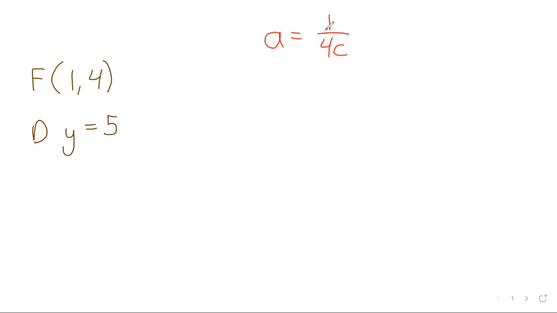And a lot of times when we get these questions, it's good to just start with a quick sketch just so we can kind of see what's going on. So this question is saying we have a point at (1, 4). So 1, 2, 3, 4. And we have a directrix at y equals 5. So that would be there. It's a horizontal line. So there's our directrix.